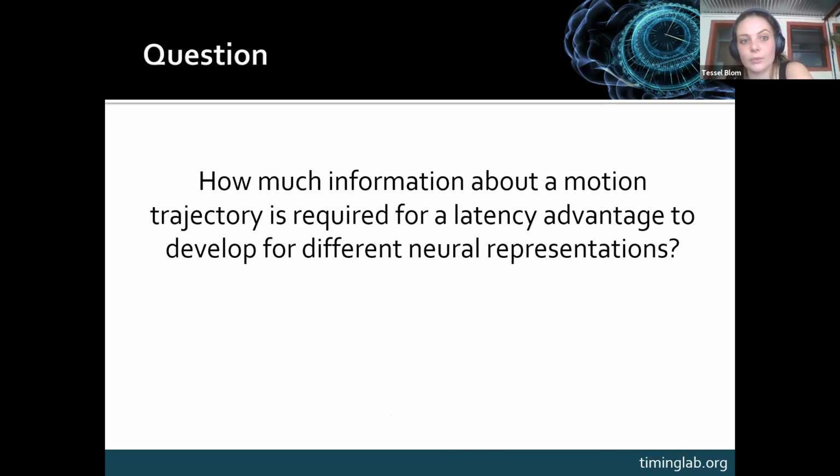The question this project tried to answer is how much information about a motion trajectory is required to see a latency advantage, and where along the visual hierarchy does this latency advantage emerge? So for which neural representation can we see this latency advantage? By latency advantage, I mean that the visual system responds quicker to a predictable stimulus than it does to an unpredictable stimulus.